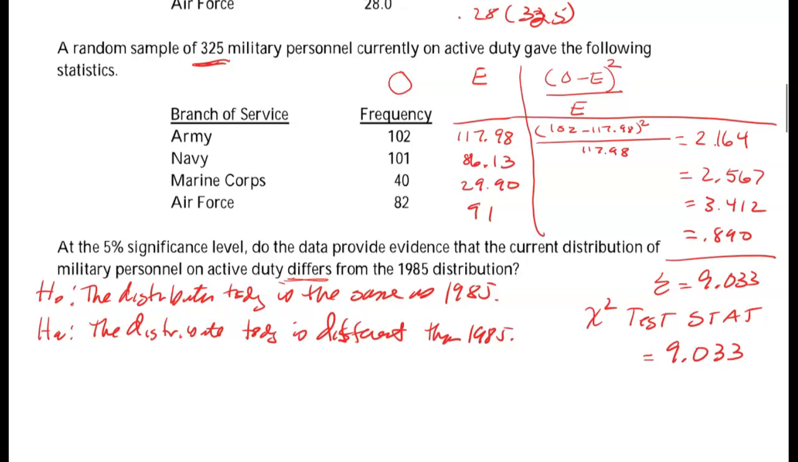So we're looking at a 5% significance level. Sorry, I forgot I was on a chi-square. So for the 5% significance level, we have our chi-square distribution.